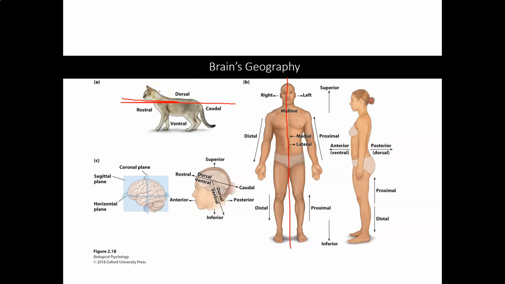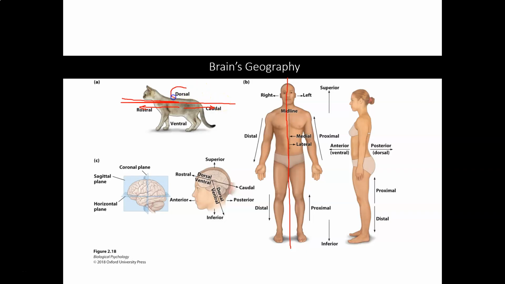When we're talking about the rostral portion, or something that's rostral, we're talking about structures that are closer to the nose, because the term rostral literally means towards the nose. The opposite of rostral is the term caudal, and that means towards the tail. Okay, so structures that are rostral are going to be closer to the front. Structures that are caudal are going to be closer to the back.